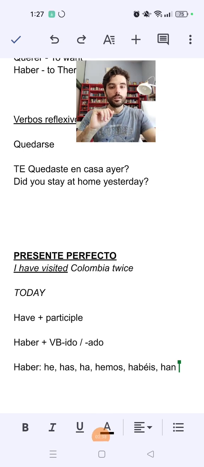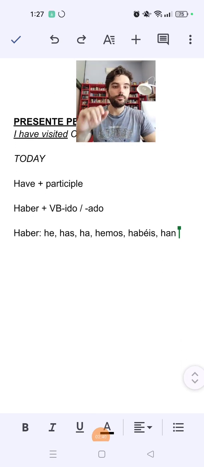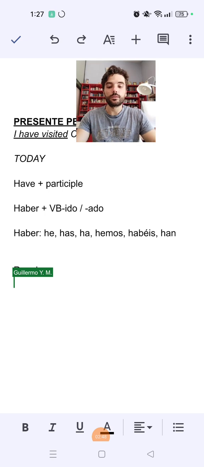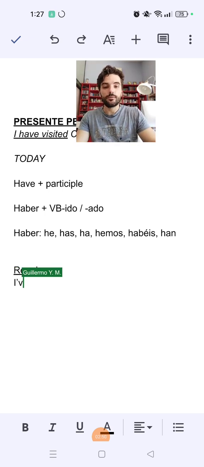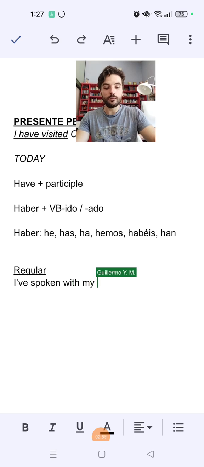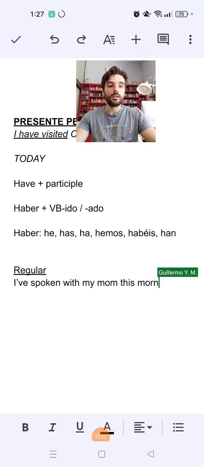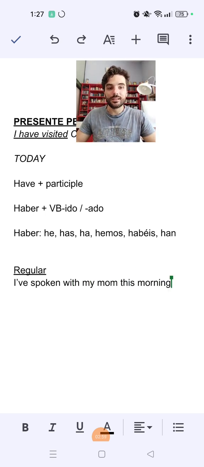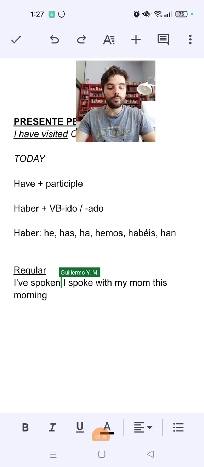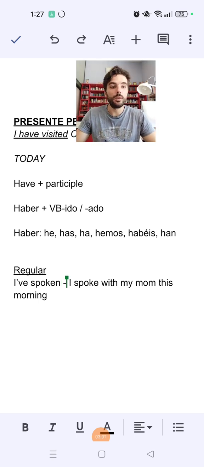So let's look at an example here. For example, with a regular verb, right? We always start with regular. With a regular verb, we could say, for example, I've spoken with my mom this morning. Now again, it doesn't make sense in English to say I've spoken with my mom. We would say I spoke with my mom this morning, right? Or I talked with my mom.